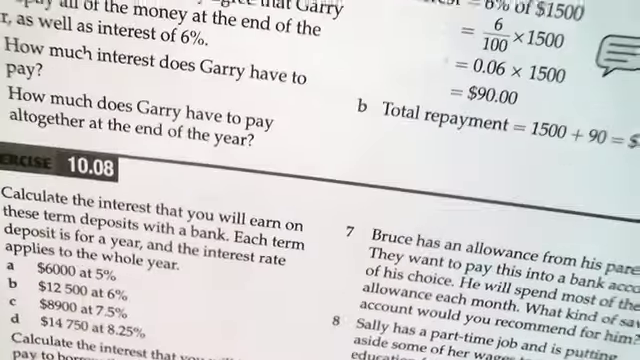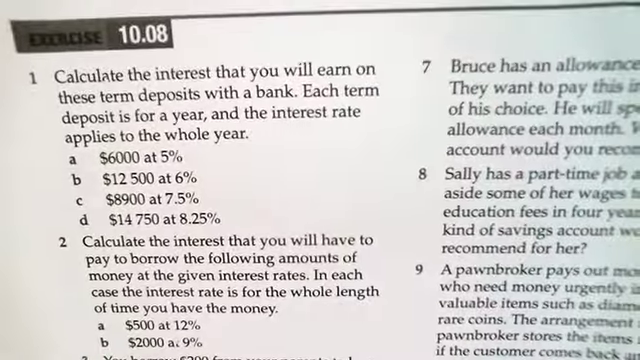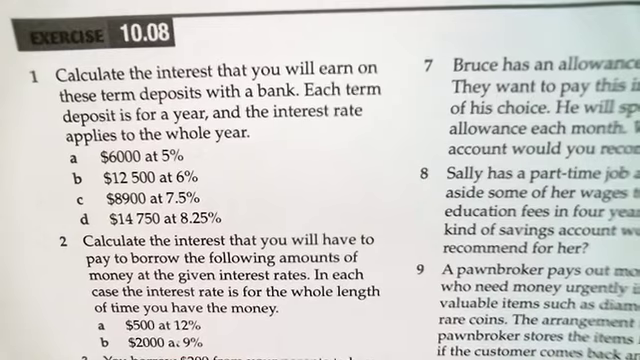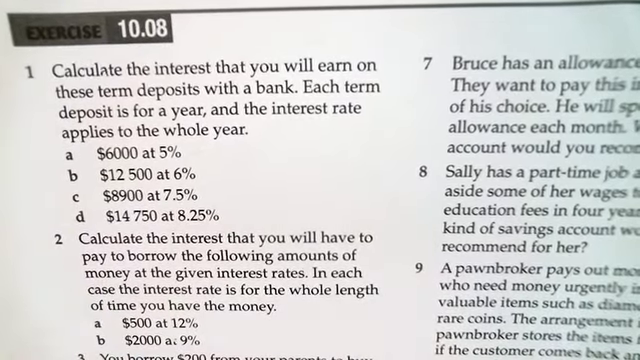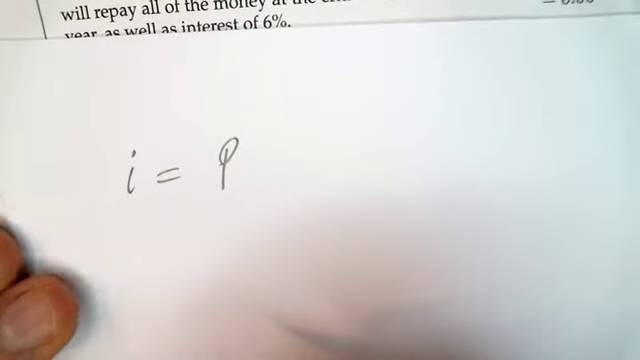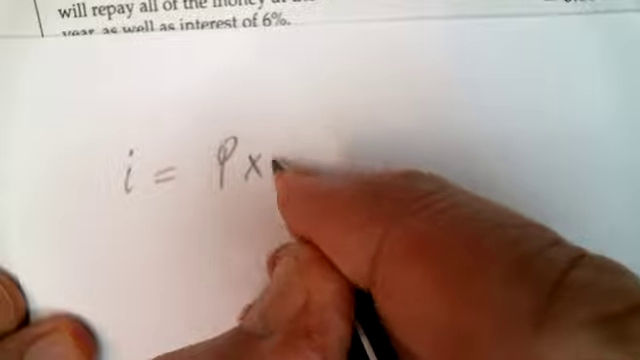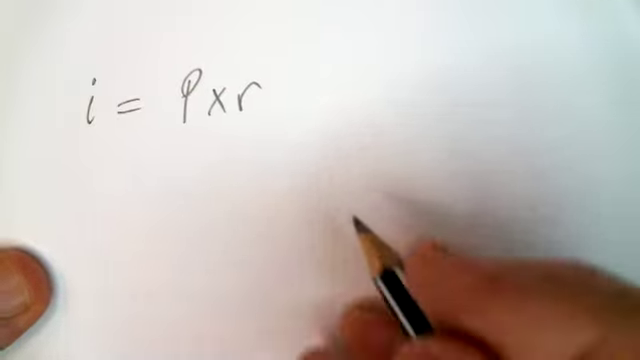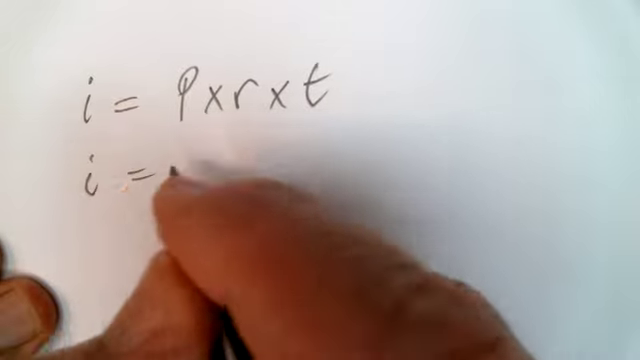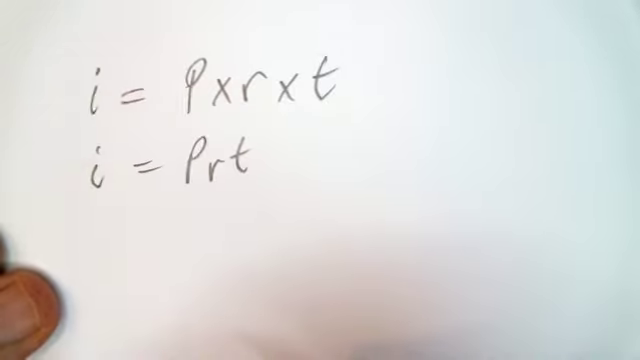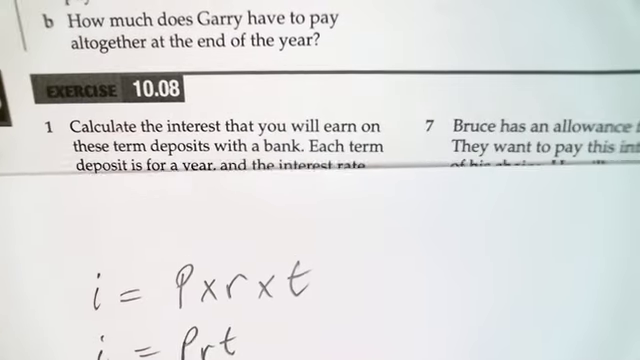So let's take a look at how we do this. To calculate the interest on a simple interest deposit, we use this equation. We say the interest that we earn is equal to the principal, that's the amount of money that we've got in the bank, times the rate, that's the interest rate as a decimal, times the time. Or if you like, I is equal to PRT, PERT.